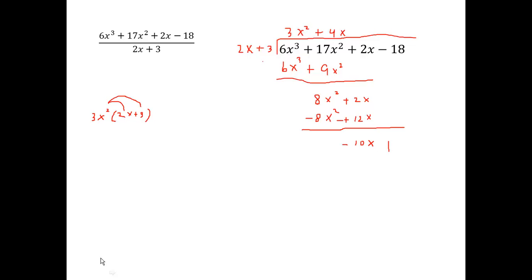All right, oops, I marked that. I'm just going to use the eraser here real quick to get rid of that line. My bad. All right, so anyways, moving on. So then I'm going to bring down the negative 18.